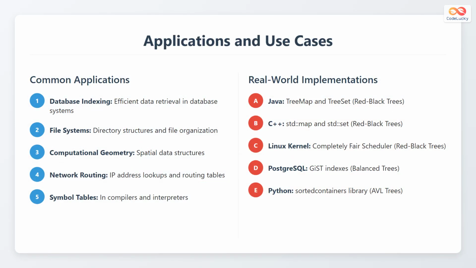Balanced search trees have various applications in real-world implementations. They are commonly used for database indexing to enable efficient data retrieval, file systems for organizing directories and files, computational geometry for spatial data structures, network routing for IP address lookups, and symbol tables in compilers and interpreters. You can find them in languages like Java in the TreeMap and TreeSet classes, C++ in the standard map and standard set classes, and even in the Linux kernel's completely fair scheduler. Additionally, they're used in PostgreSQL for GiST indexes and in the Python sortedcontainers library.